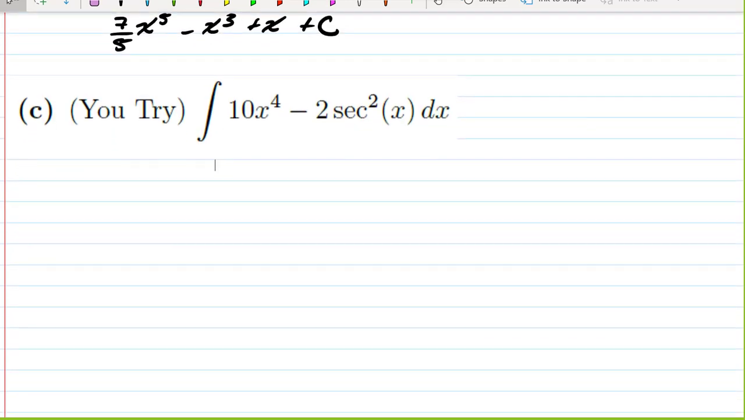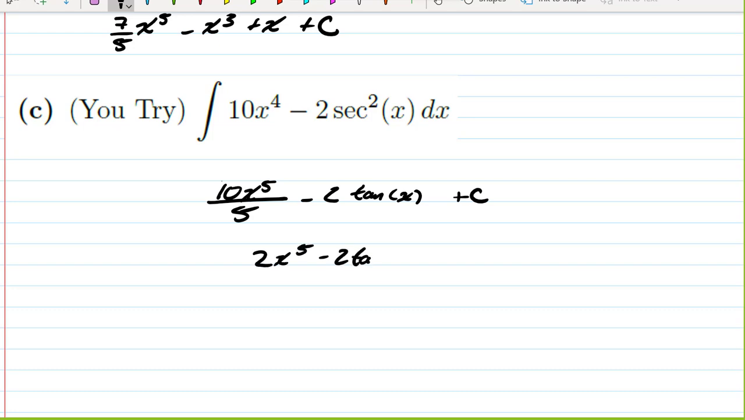So to find our integral, we're going to look at our first term. We have x to the fourth, so we're going to add 1 to our exponent and divide by it. So that's going to give us 10x to the fifth over 5, minus 2 times the antiderivative of secant squared, which is tangent plus a constant. And then we simplify things up. 10 divided by 5 gives us 2. So our indefinite integral would be 2x to the fifth minus 2 tan x plus c.